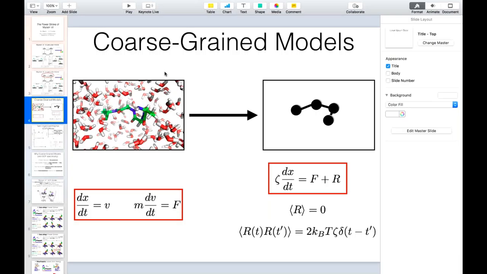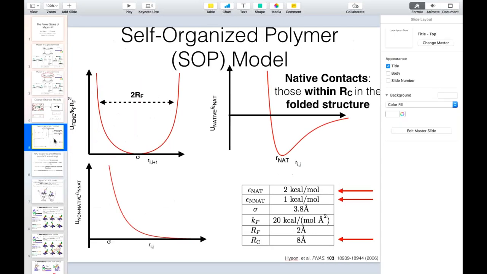On the left, I have a short peptide of a few amino acids in water, which would be described with a standard molecular dynamics simulation using Newton's equations of motion. In a coarse-grained model, you describe the same system with a subset of beads using Brownian equations of motion, which gives a simpler, coarser description. It allows you to save time, which means running longer simulations and simulations of larger systems.